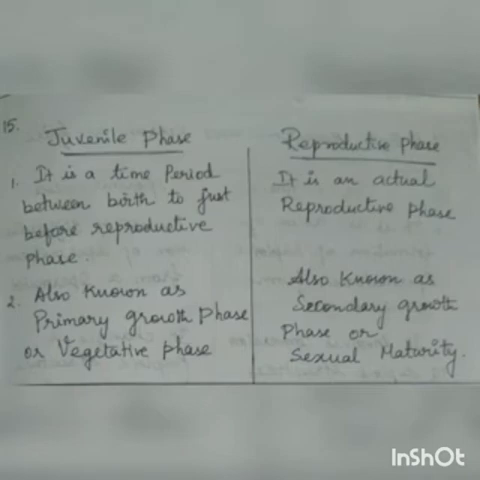At the time from birth, just before the reproductive phase. For example, if a girl is attaining reproductive maturity at 12 years, then from birth up to 11 or 12 years it is the juvenile phase, whereas the reproductive phase is the actual reproductive phase. This juvenile phase is also known as the primary growth phase or vegetative phase, whereas the reproductive phase is also known as the secondary growth phase or sexual maturity.